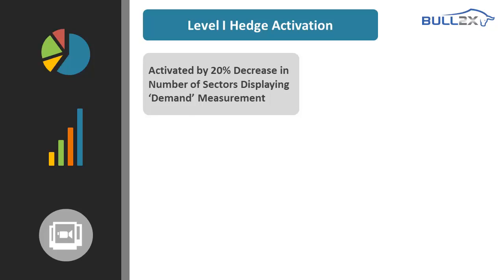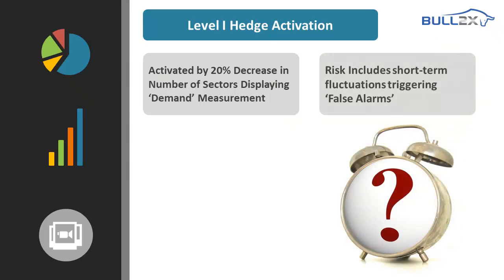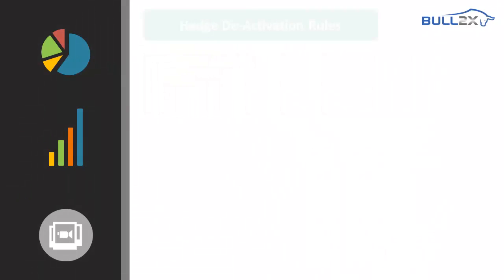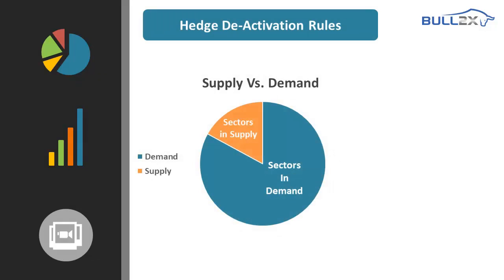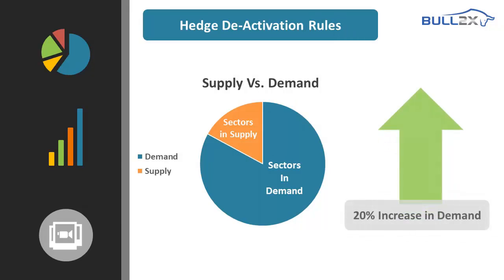Obviously, this isn't a foolproof method, as sometimes we will see short-term fluctuations that cause false alarms. There are 2 times when we will not utilize this hedge. Number 1, when a minimum of 83% of the equity sectors are showing a demand measurement. Number 2, when we see a 20% increase in the number of sectors showing a demand measurement.